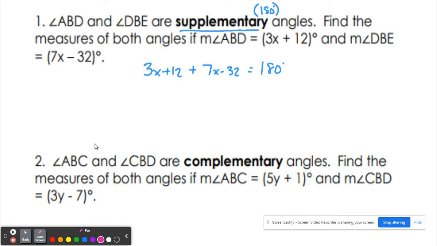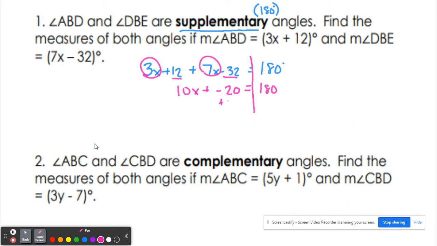Okay, so draw my line. There's no distribution, but I can clean up. So these two right here, I'll make 10x. Positive 12 and negative 32 is going to make negative 20. And you could have just done a minus sign, except I brought down the plus sign.